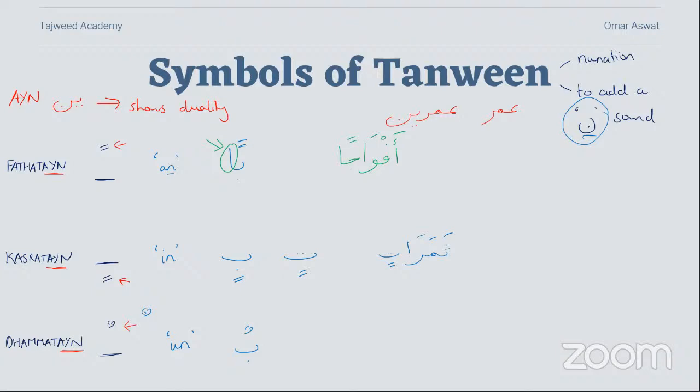Example will be, let me just come to the Quran. Waliyun, waliyun. So I'm not saying waliyin. That is incorrect. I would say waliyun. Lips come out and make the un sound. And as you can realize now, these are the symbols of tanween. Why? Because we've added a noon sound without the noon being written.